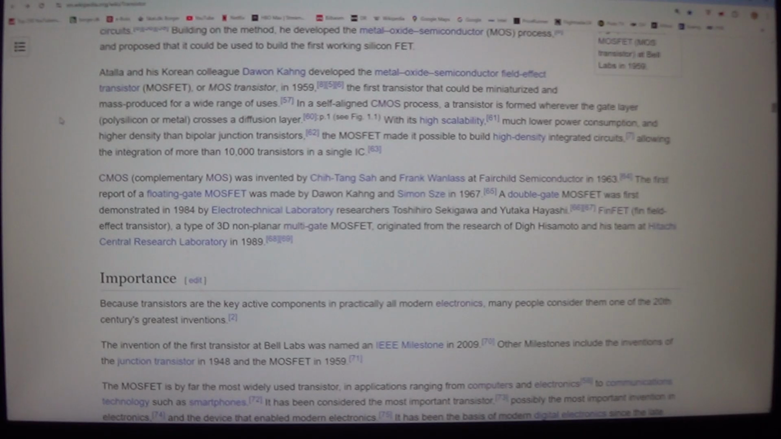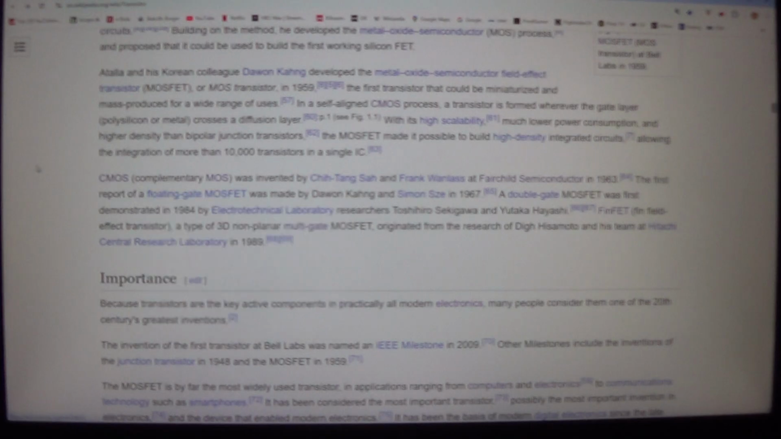With its high scalability, much lower power consumption, and higher density than bipolar junction transistors, the MOSFET made it possible to build high-density integrated circuits, allowing the integration of more than 10,000 transistors in a single IC. CMOS, complementary MOS, was invented by Chih-Tang Sah and Frank Wanlass at Fairchild Semiconductor in 1963.